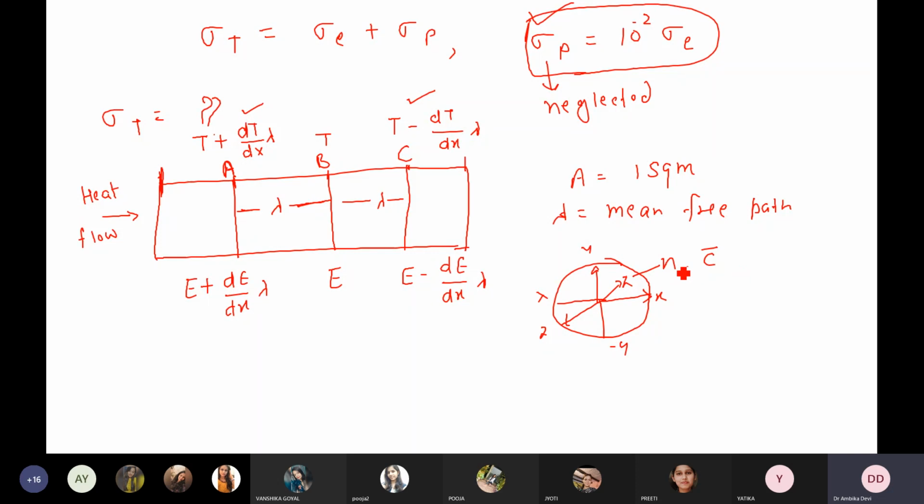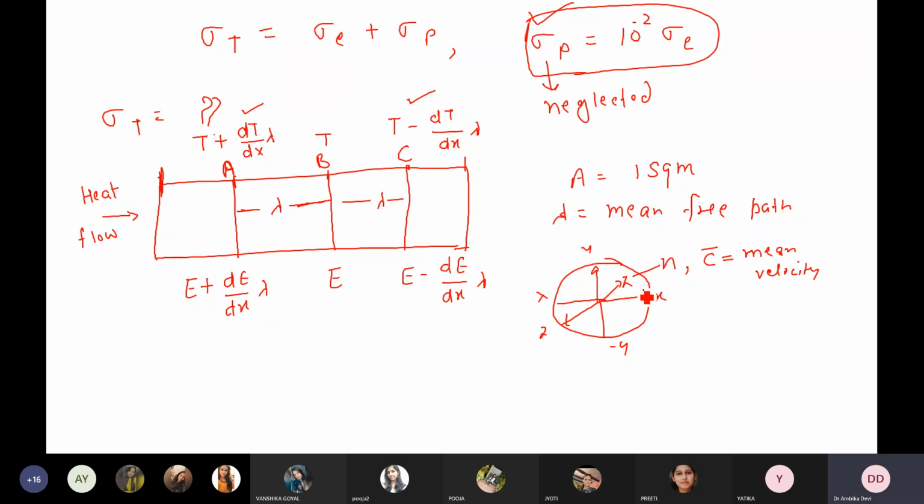So tell me, if n is the total number of electrons within this volume and c bar is the mean or average velocity of these electrons, then how many electrons will be there in one single direction? There are 6 directions in all. So how many electrons will be there in one single direction? You have studied it in kinetic theory of gases. Yes, 6n? Is that 6n? Anyone else?